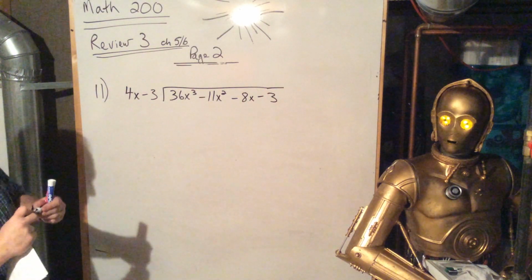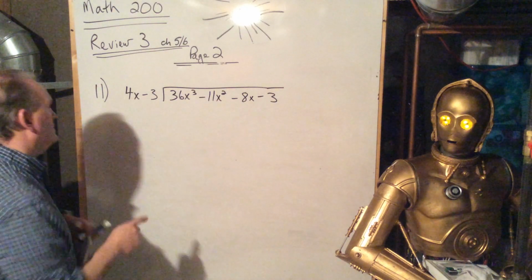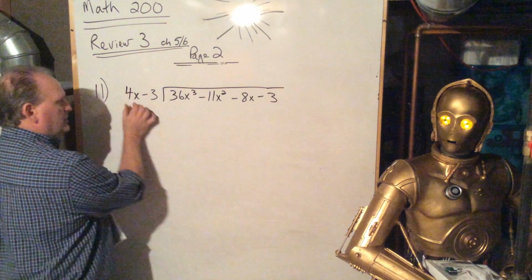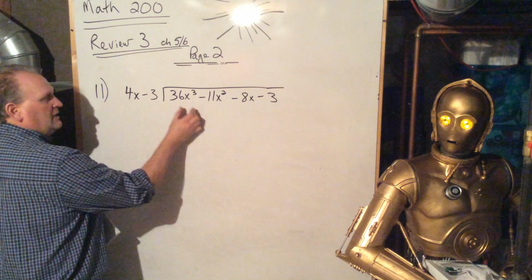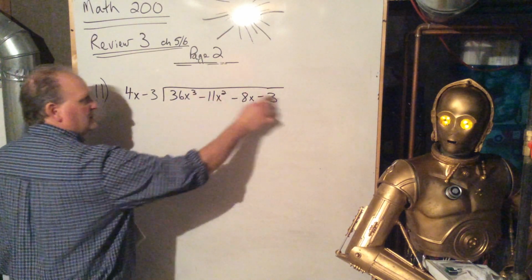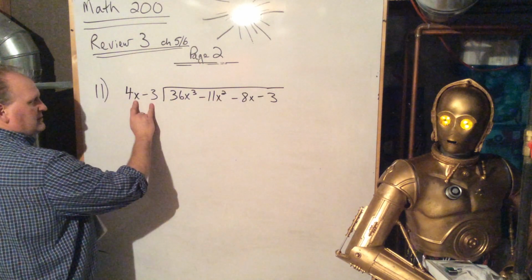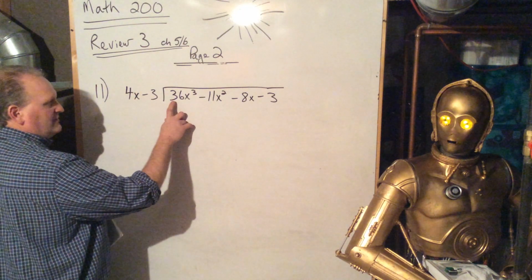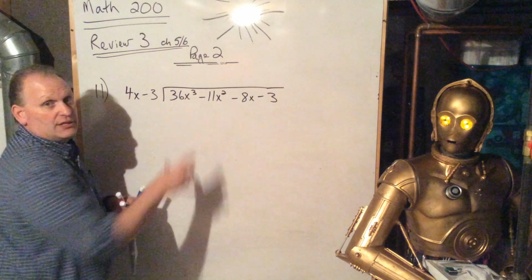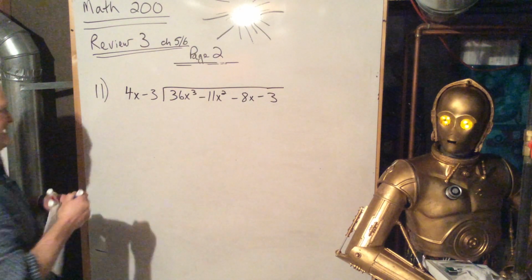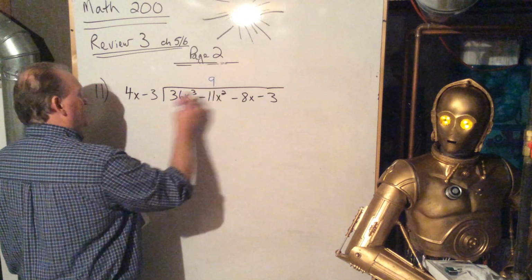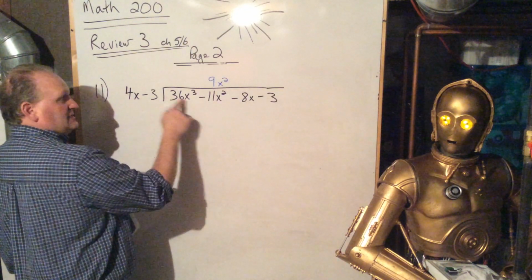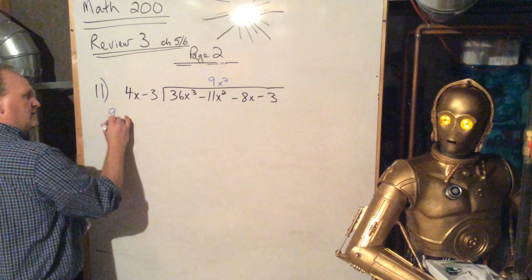All right, so you ask yourself, what do I multiply 4x by so it exactly matches 36x to the third? You always just focus on the first number there and the first number here. So this is a third degree polynomial with 4 terms, first degree binomial with just 2 terms. So 4x times what gives me 36x to the third? That should be what? 9 times 4 is the 36, and then x squared times x is x to the third. So we write that down.